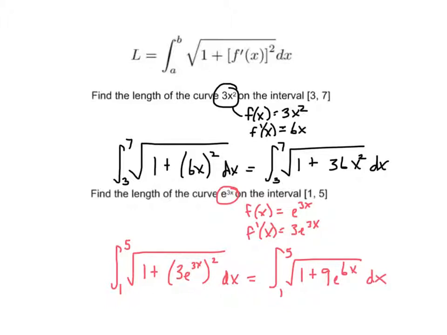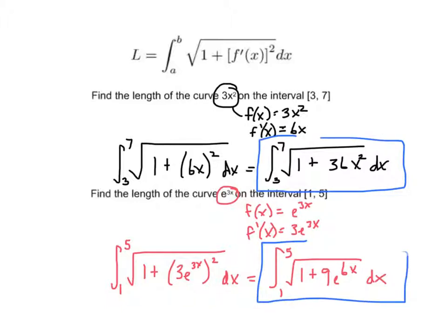And let's just visit, 3 squared, of course, is 9. An exponent to an exponent, we multiply, so 3x times 2 becomes 6x. So these are the two integrals, and many times, as I said, in the AP exam, that's what's asked. Which of the following integrals would find the arc length?